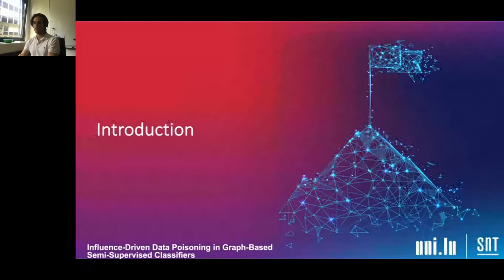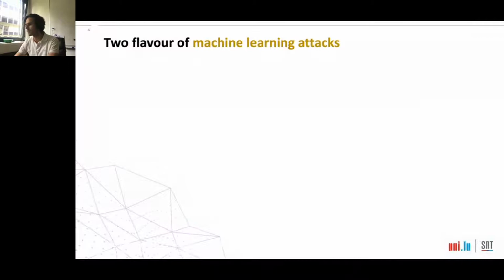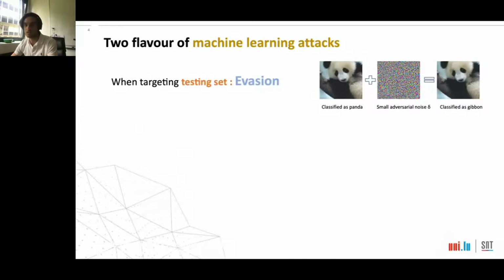So let's go through the introduction a bit. In the past couple of years, as more and more systems rely on machine learning models, the question about model reaction against malicious attacks has risen. In particular, when speaking about malicious attacks, we can categorize them by their strategy. The first strategy would be to target the testing set, in other words, to fool the trained model by crafting particular test inputs. This is also known as evasion attacks.